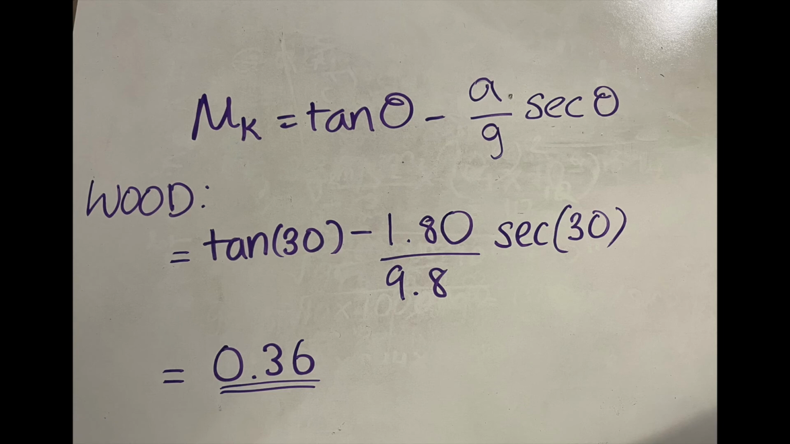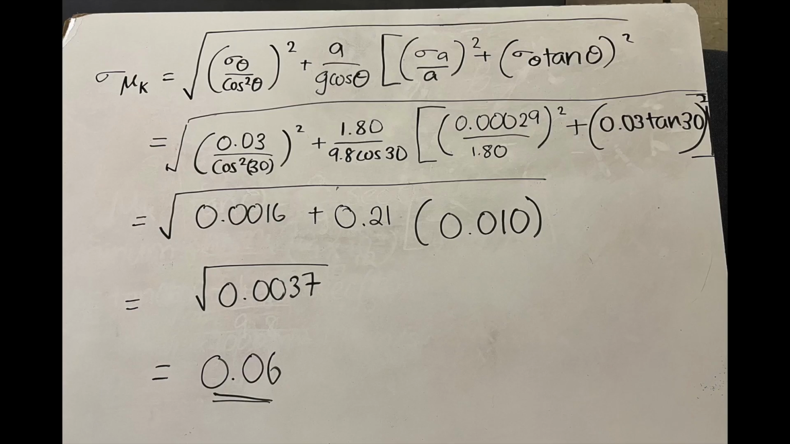Next, we calculated and determined the coefficients of kinetic friction. The formula tan theta minus A over G sec theta was used to find the kinetic friction. For the wood, the coefficient of kinetic friction was 0.36. And for the uncertainty of the coefficient of kinetic friction, we used this equation that was given to us and determined that sigma mu k to be 0.06.